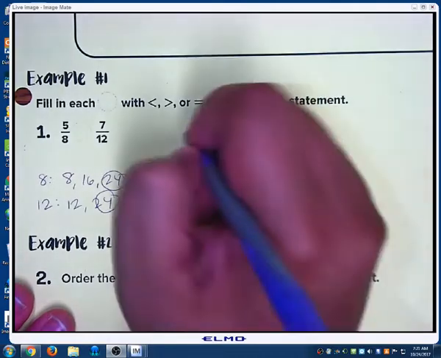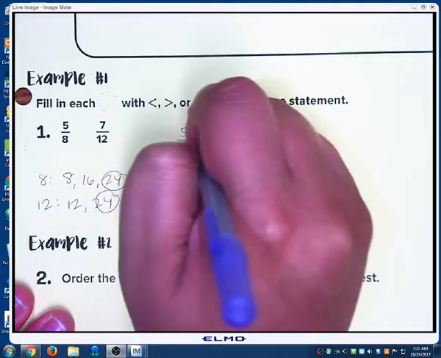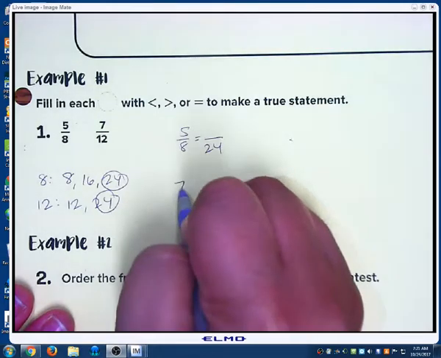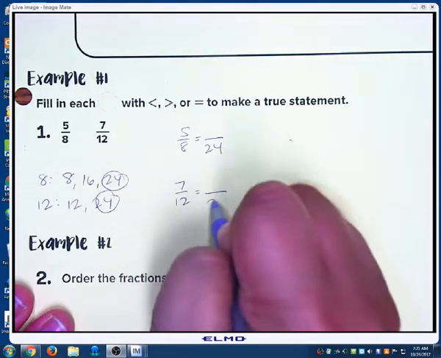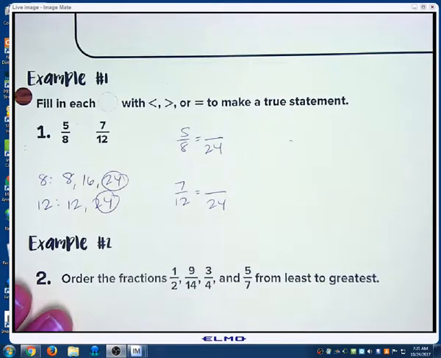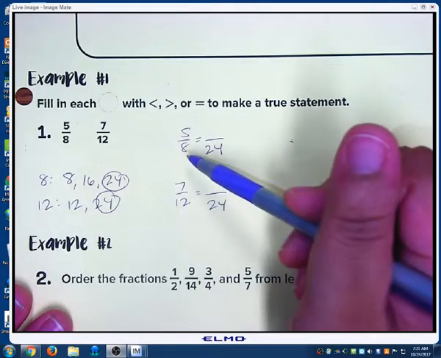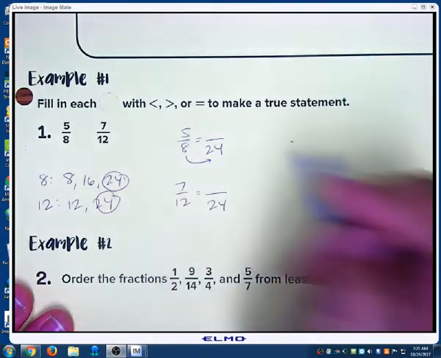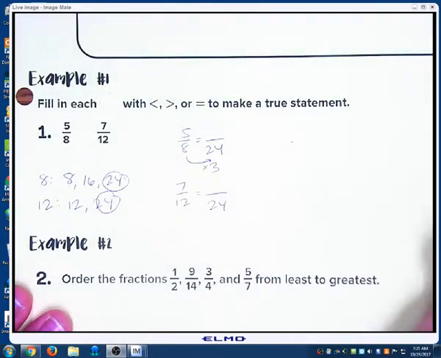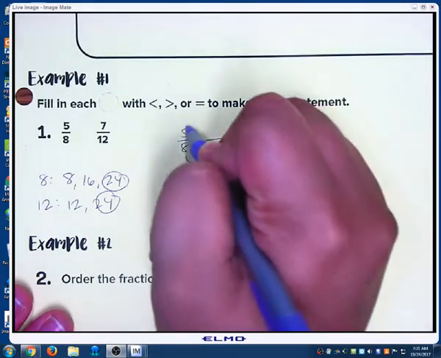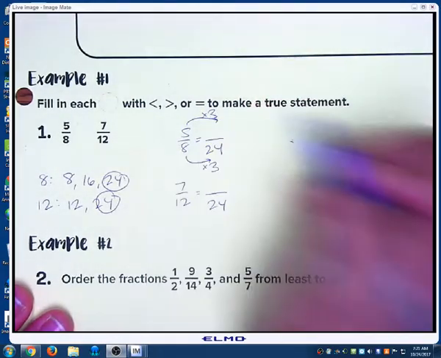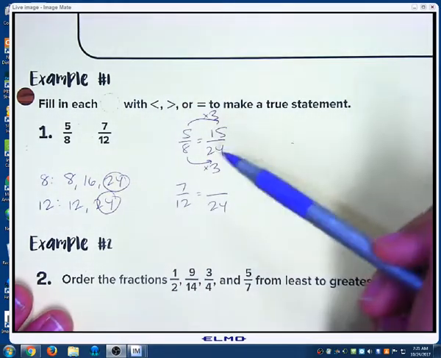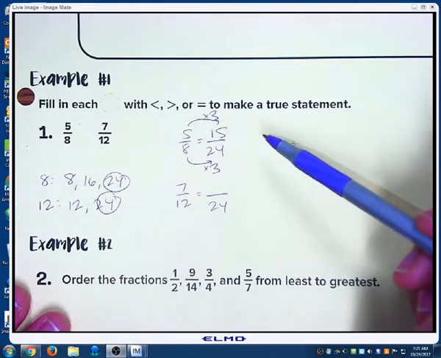So I'm going to change 5/8 to be over 24, and then I'm also going to change 7/12 to be over 24. So how do I change the fraction? Well, from 8 to 24, I would multiply it by 3. So I do the same thing to the top, and 5 times 3 is 15. So my equivalent fraction of 5/8 is 15/24.